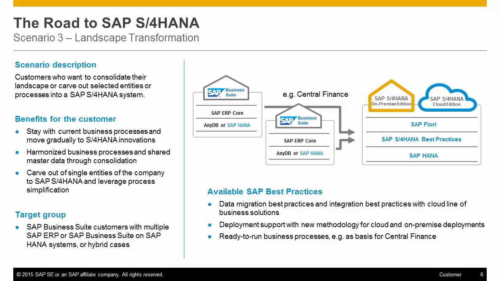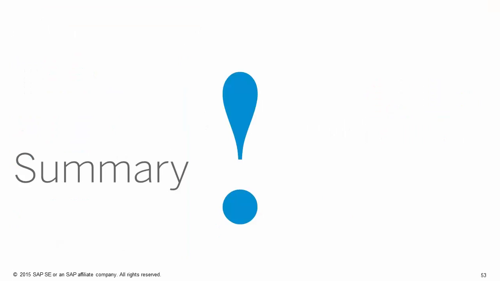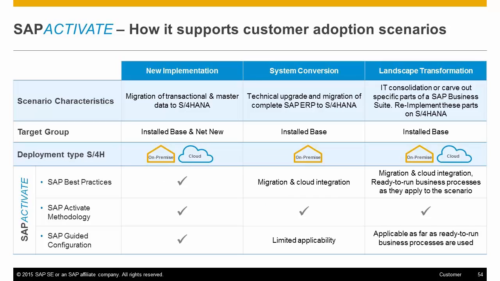Let me now summarize some important takeaways about SAP Activate for SAP S/4HANA. First, we've introduced the three different customer migration scenarios: new implementation, system conversion, and landscape transformation. After that, we've been looking into the three pillars of SAP Activate: SAP Best Practices, methodology, and tools for an assisted implementation. Now, in summary, how does SAP Activate support the implementation scenarios?